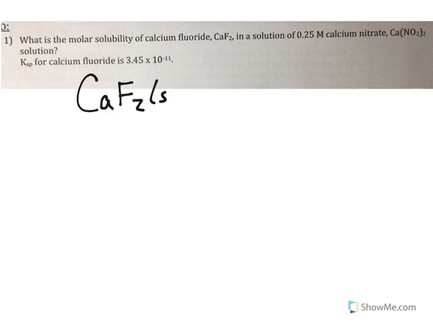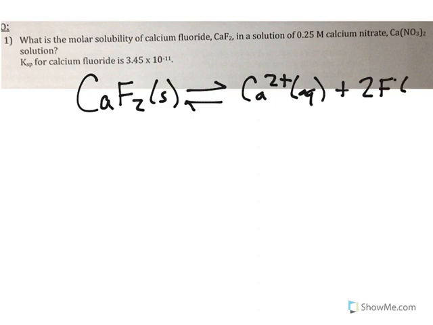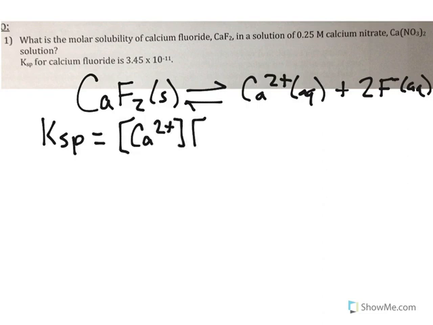We have calcium fluoride, which does not contain one of our 4 soluble ions, so I know it's insoluble. It'll reach equilibrium, in which it'll produce some calcium 2 pluses and 2 fluoride ions. That's a minus. There we go. Again, write yourself an equilibrium expression for this. KSP equals the concentration of the calcium 2 plus times the fluoride ion concentration squared.